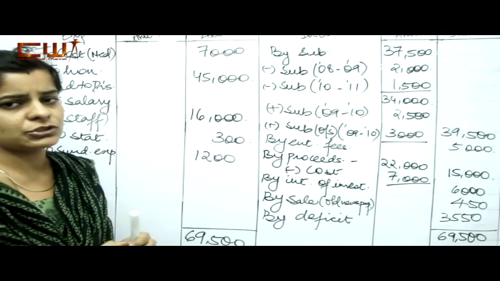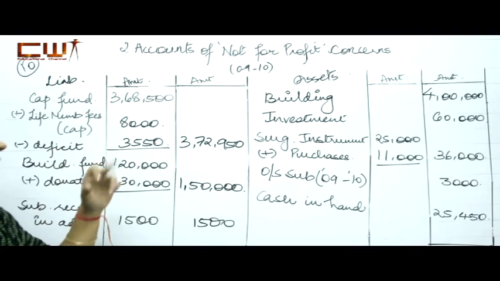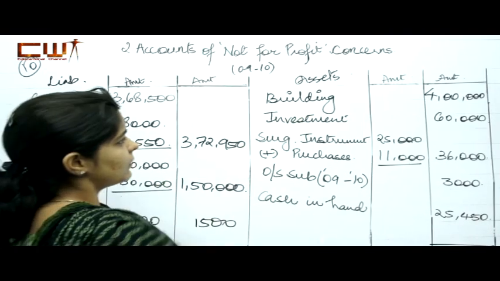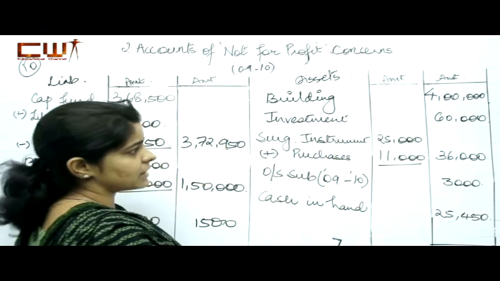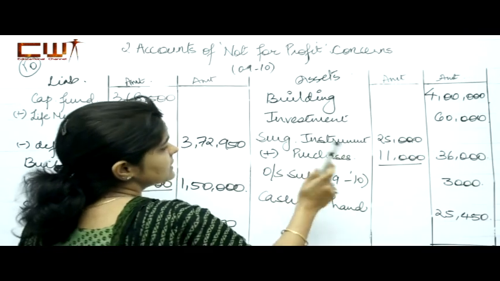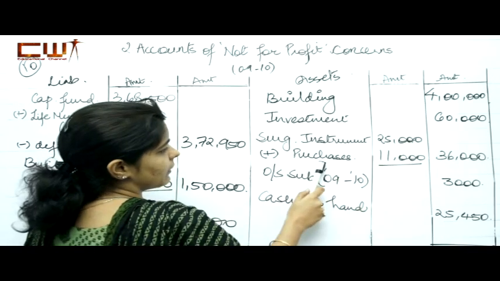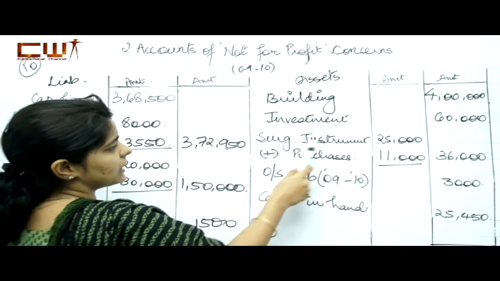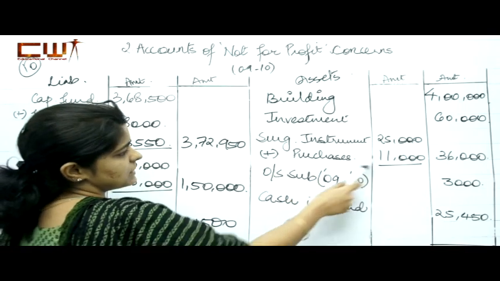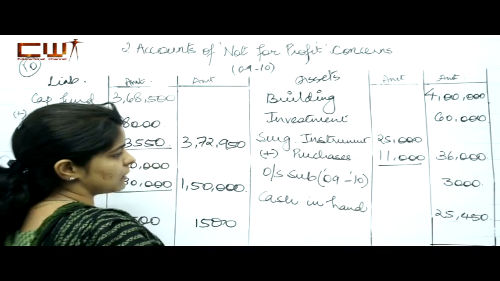They've asked you to make the balance sheet also. Let's make the balance sheet for the 10th question. 10th numerical, we'll make the balance sheet. Buildings, they have given 4 lakhs, so just write it directly because there is no depreciation. They have given investment of 60,000, write 60,000. See, surgical instruments, they have given 25,000. This was the opening balance. You will write the purchases of 11,000. Surgical instruments 25,000 plus purchases 11,000 will give you 36,000.